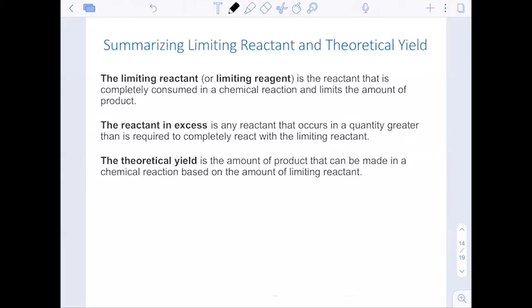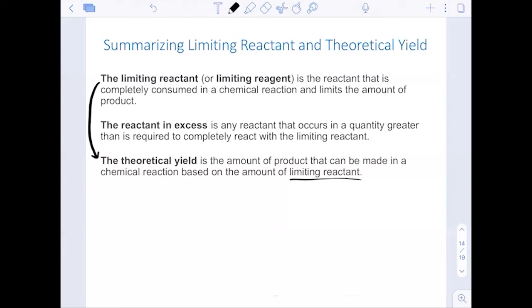At the end of the day, these questions are all going to be geared towards a theoretical yield. How much product can I theoretically make in the chemical reaction based off of the limiting reactant? That's going to be the very important part. All of these conceptual definitions are interacting with each other. The limiting reactant will tell you how much product you have made. The reactant in excess is going to be partially used up and partially left over.